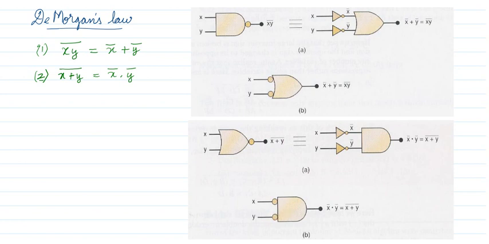De Morgan's law helps in simplifying the given Boolean expression. By simplifying the Boolean expression, we can reduce the number of gates.